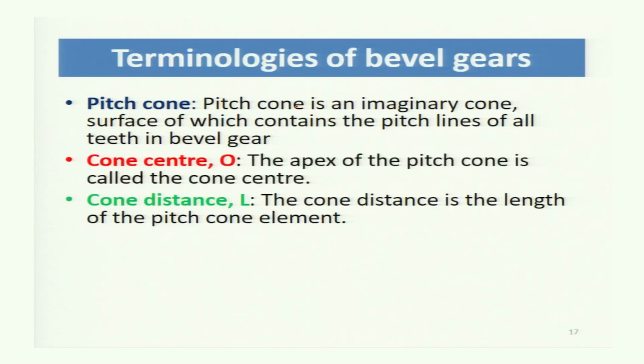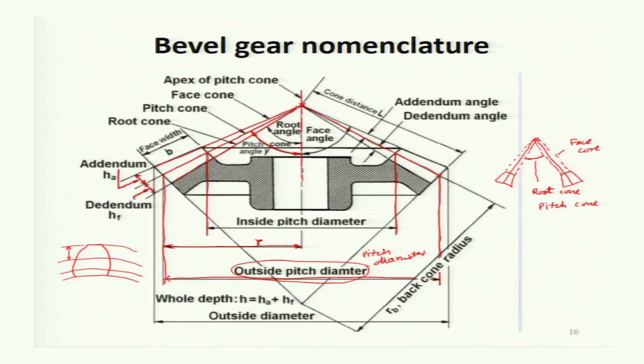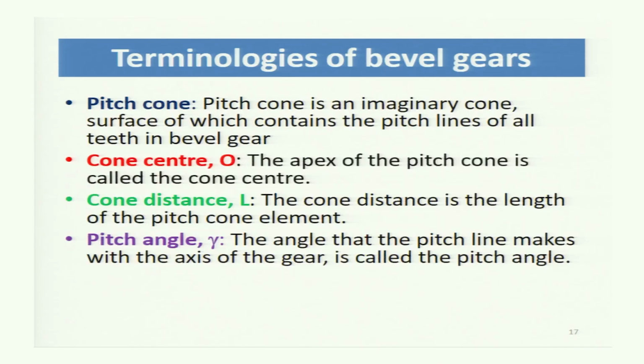Then cone distance L. The cone distance is the length of the pitch cone element. This is the pitch cone, so the length of the pitch cone element is called the cone distance, capital L. It is not the length of the face cone or the root cone; it is the length of the pitch cone. Then pitch angle gamma: the angle that the pitch line makes with the axis of the gear is called the pitch angle. Let this be your pitch cone, and this the axis of rotation. The angle between them is the pitch angle gamma.